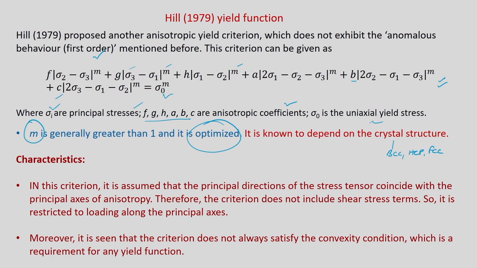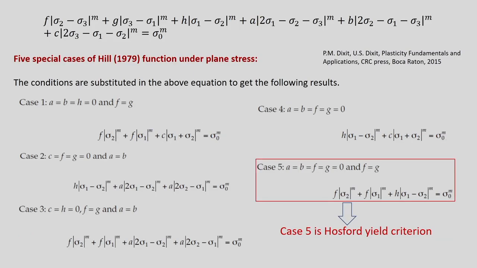What are the characteristics? In this criterion, it is assumed that the principal direction of the stress tensor coincides with the principal direction of anisotropy, which means we have written only the principal coordinate system. Therefore, the criterion does not include shear stress terms, which is obvious from this equation. So it is restricted to loading along the principal axes. Moreover, I have not included any data in this, but it is seen that the criterion does not always satisfy the convexity condition, which is a requirement for any yield function. We remember that convexity and normality were the two important ones we discussed. Your yield locus has to be convex at every point, and that condition is sometimes not satisfied by this criterion. These are two important characteristics of this particular yield function.